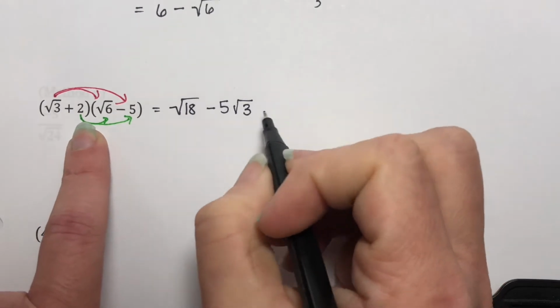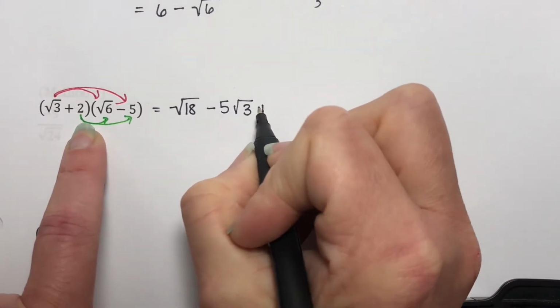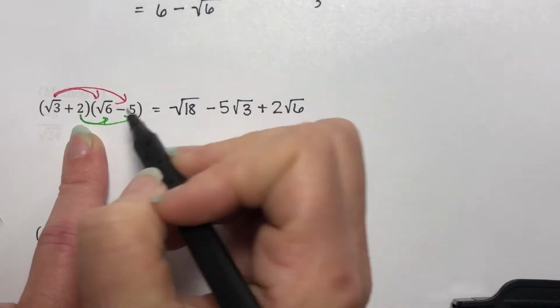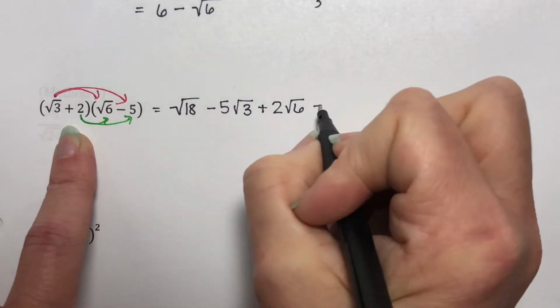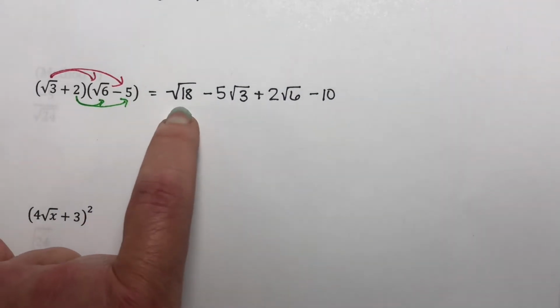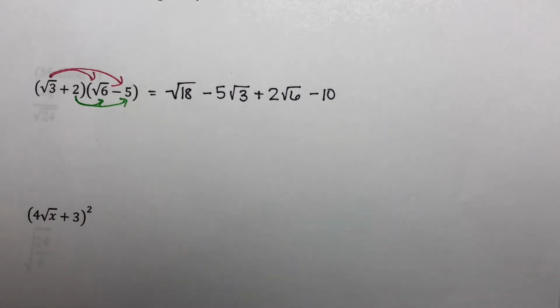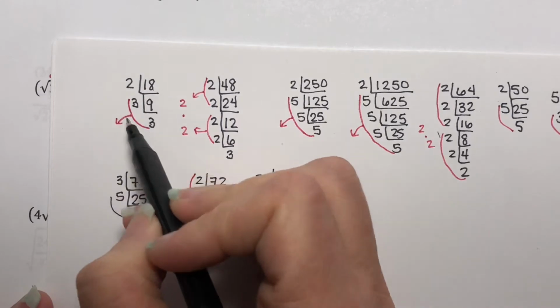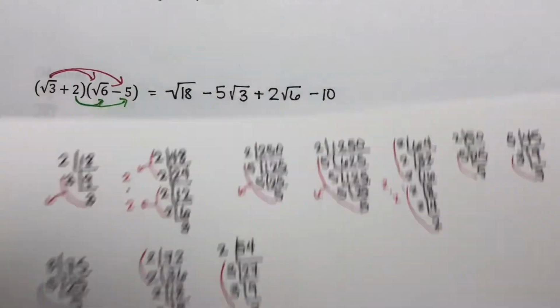Now let's do the 2 times the square root of 6. It's going to be plus 2 square root of 6. 2 times negative 5 would be minus 10. Now we need to see if any of these simplify. The square root of 18 does. I'm pulling out the sheet we've used several times now. We've done the square root of 18. You can pull a 3 out and a 2 is stuck on the inside.